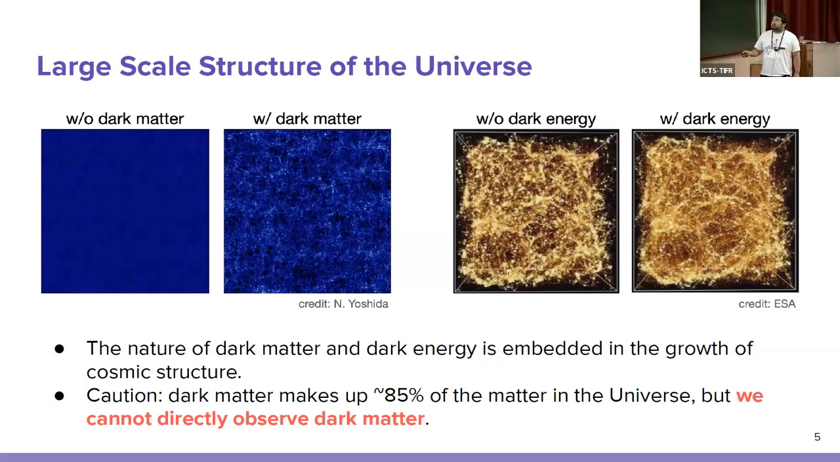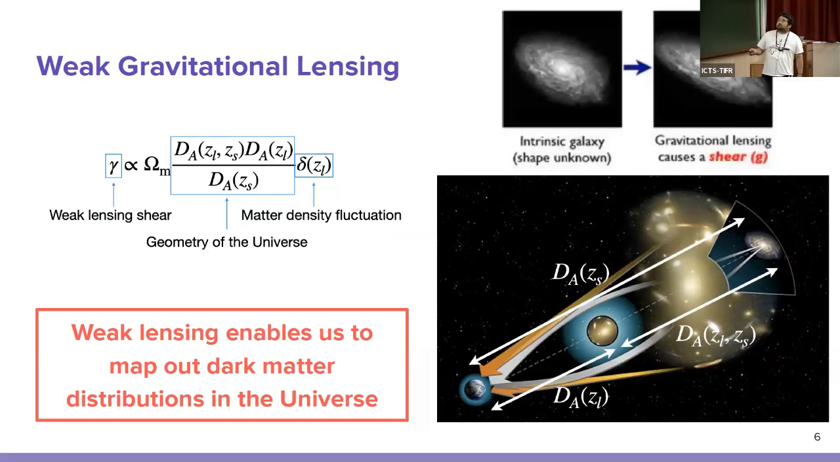But anyway, for measuring the large scale structure, you have to keep in mind that 85% of the matter in the universe is dark matter. So just by looking at the galaxy distributions, we cannot directly observe dark matter, and we cannot measure the large scale structure so precisely. One of the major techniques to measure large scale structure is weak gravitational lensing.